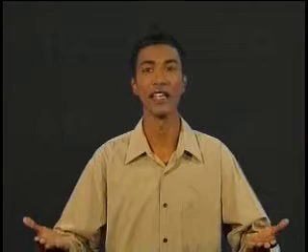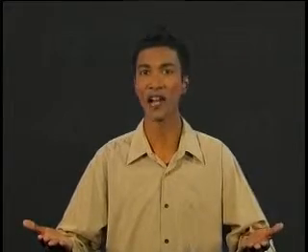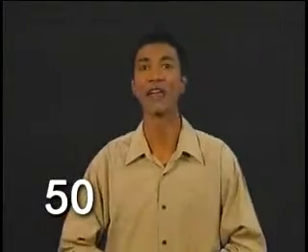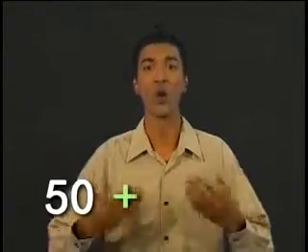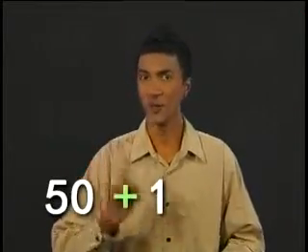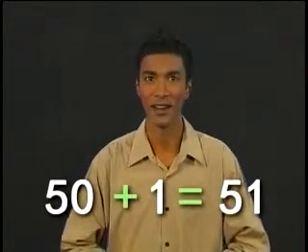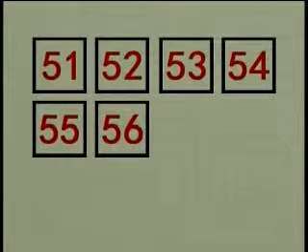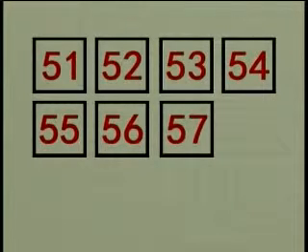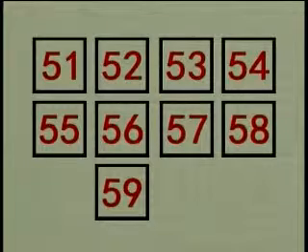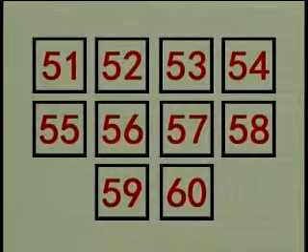To count on in ones means that if we start with 50, then to get the next number, we must add 1 to 50. So, the next number will be 51. After 51 comes 52. Then 53, 54, 55, 56, 57, 58, 59, and 60.